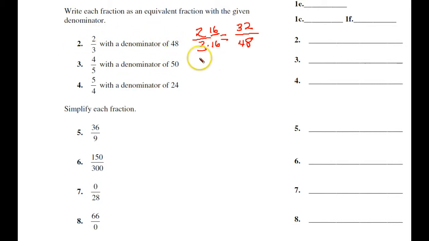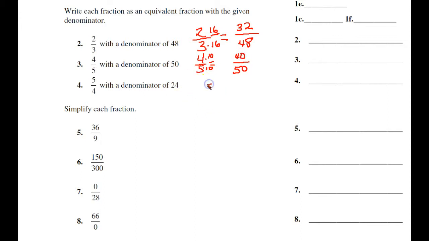All right, same procedure. Your fraction is 4/5. I want it to become something with a denominator of 50. Well, what do I multiply the 5 by to make it 50? Well, 10. So I have to multiply my numerator by 10, because 10 over 10 is 1, and that now becomes a 40.